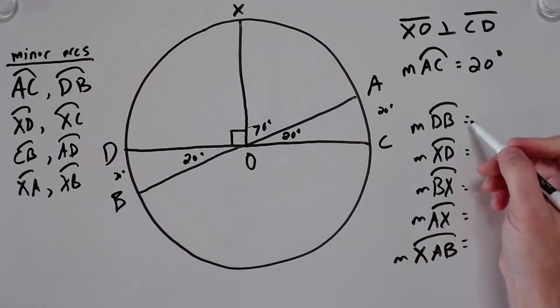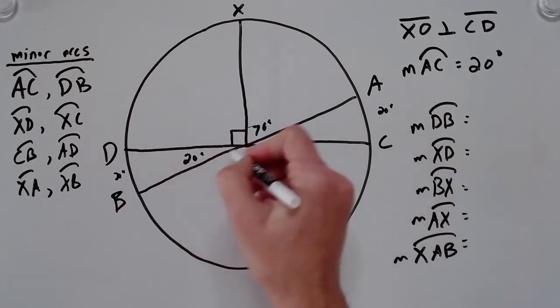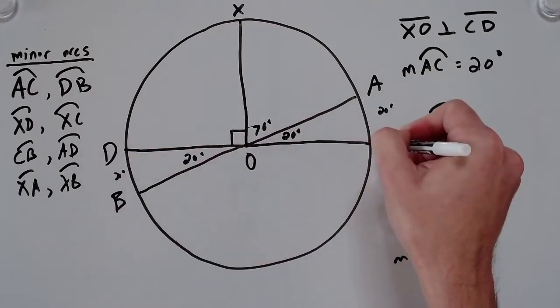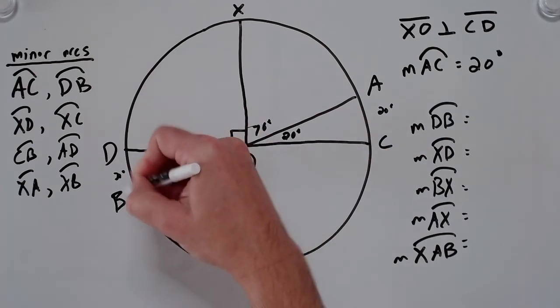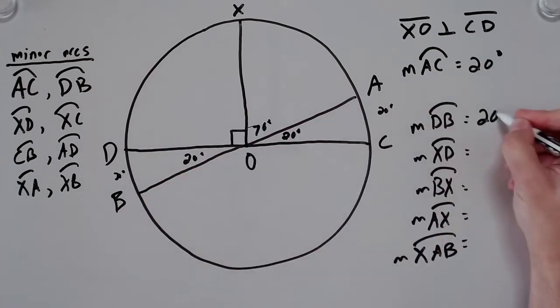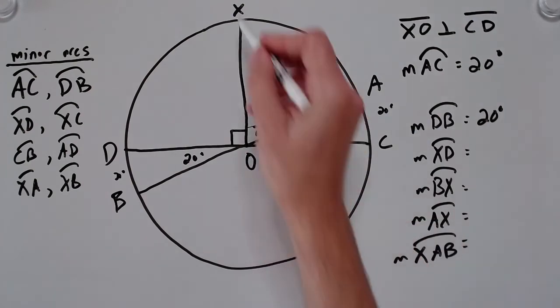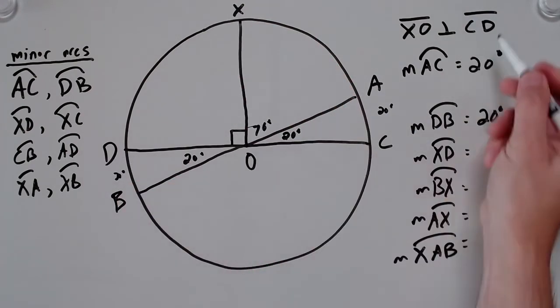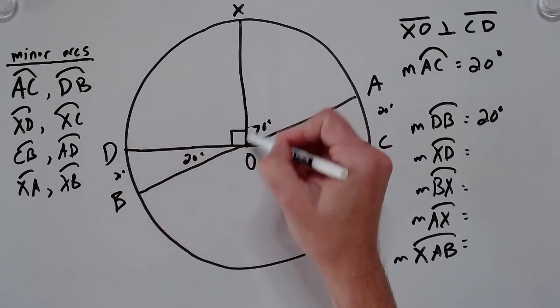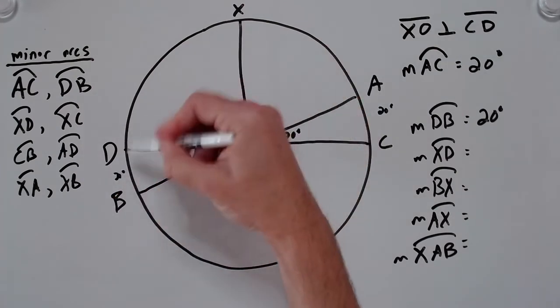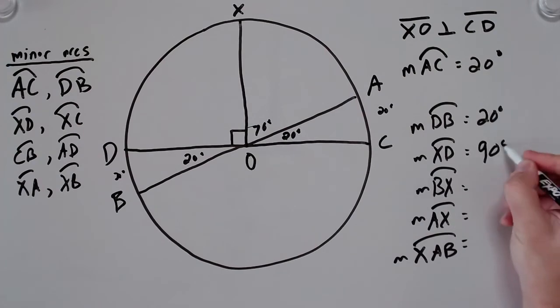All right, so dB. Where's dB? dB is over here. We already found it. It's 20, because this is 20, which makes the angle 20, which means this arc is 20. Okay, so that was easy enough. 20 degrees. XD. Well, because these are perpendicular, the angle here is 90, so the arc here must be 90. That's easy enough.